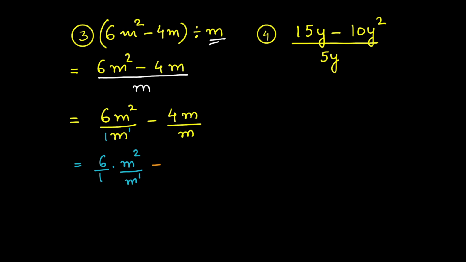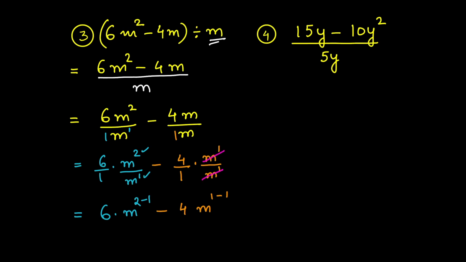Then same way here there is no number, so we can write 4 divided by 1 and m to the power 1 divided by m to the power 1. Now 6 divided by 1 is 6, and we write m to the power 2 minus 1, and then we write minus 4, and m to the power 1 minus 1, or we can understand that it just gets cancelled. Both ways it can be done.